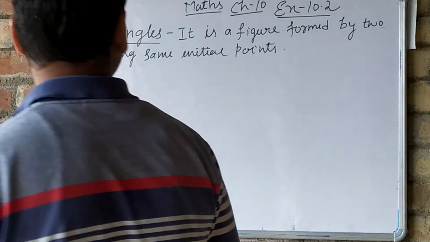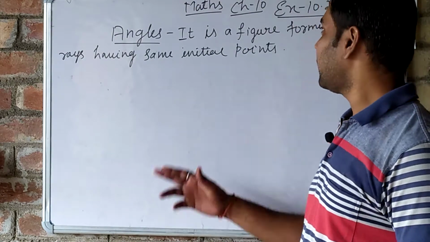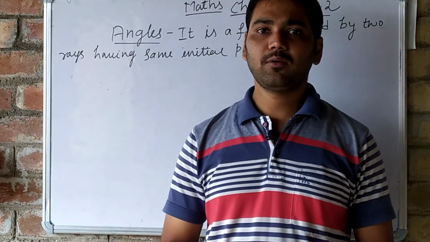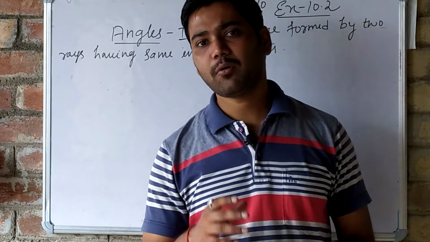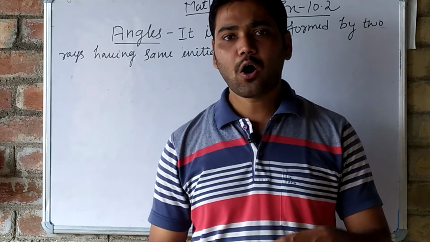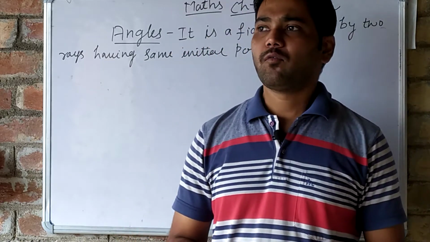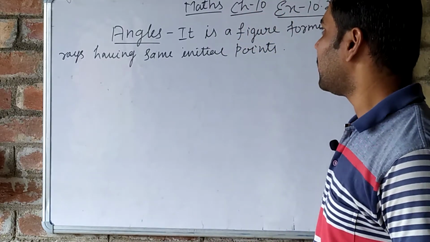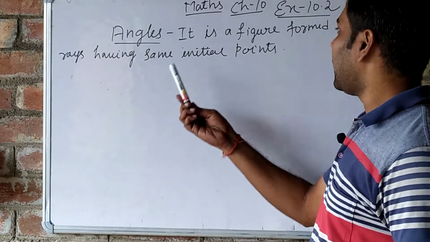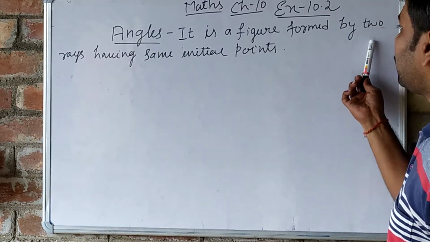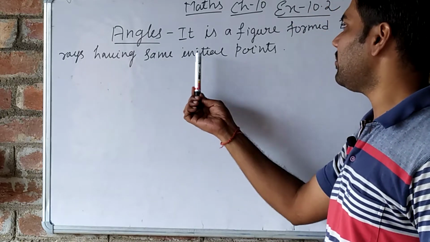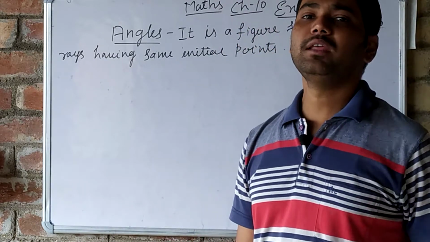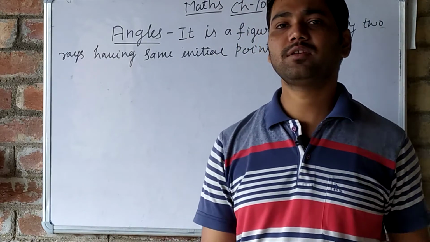Good morning students. Today we will study exercise 10.2 in the geometry concept, and in this exercise we have to study about angles. What is an angle, how is an angle made, and what are a few more points about angles we have to study. Okay, so what is an angle? An angle is a figure formed by two rays having the same initial point.